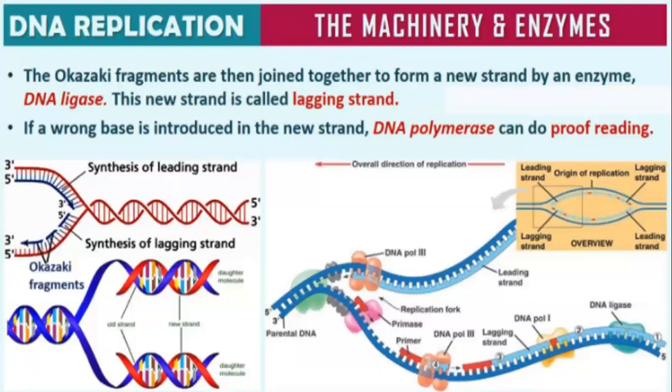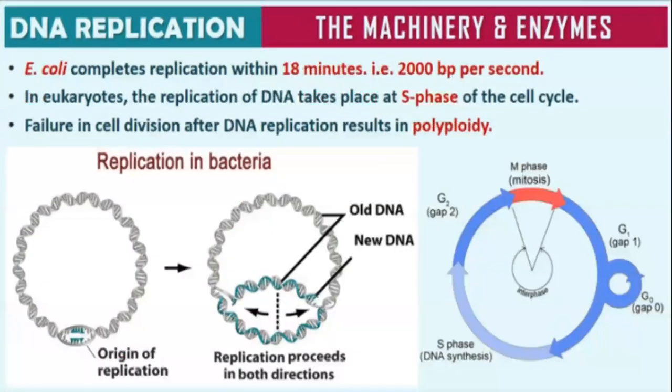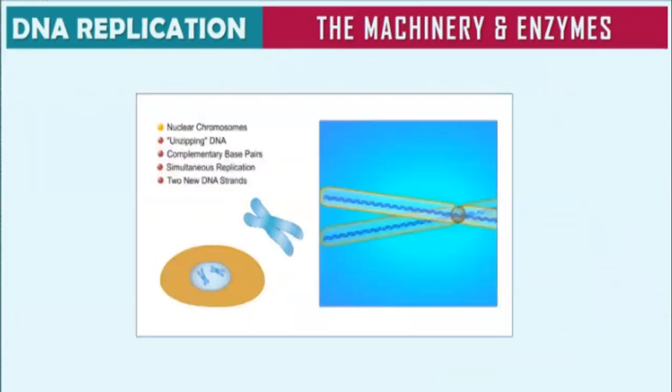The Okazaki fragments are then joined together to form a new strand by an enzyme DNA ligase, and this new strand is called the lagging strand. If a wrong base is introduced in the new strand, the DNA polymerase can do proofreading. E. coli completes replication within 18 minutes, that is 2000 base pairs per second. In eukaryotes, the replication of DNA starts at S phase of the cell cycle, and failure in cell division after DNA replication results in polyploidy. So that's all for today.